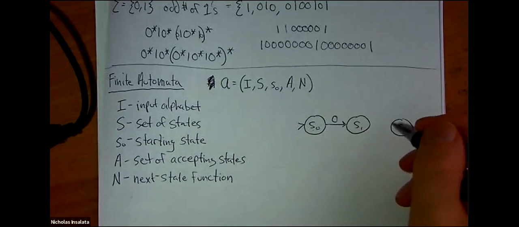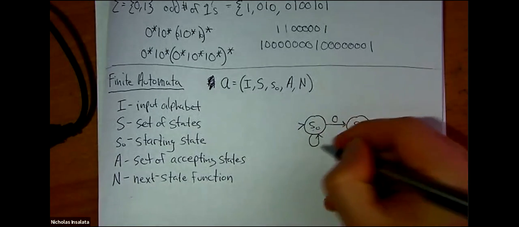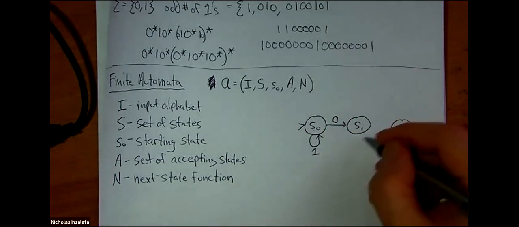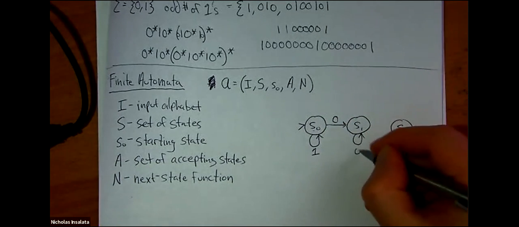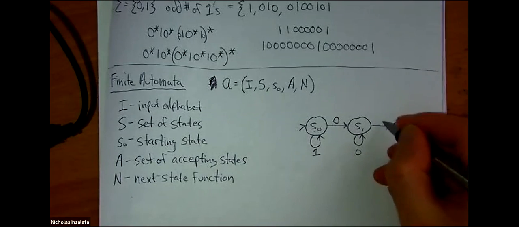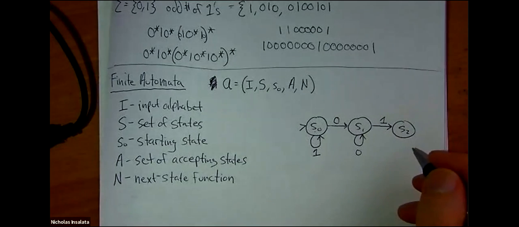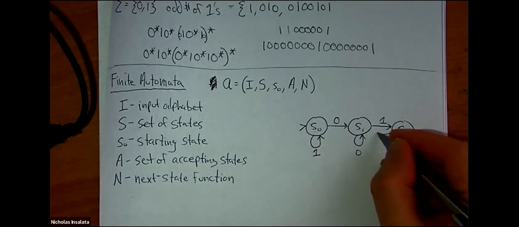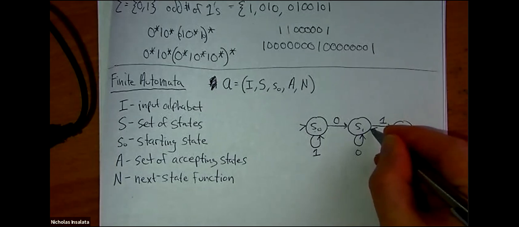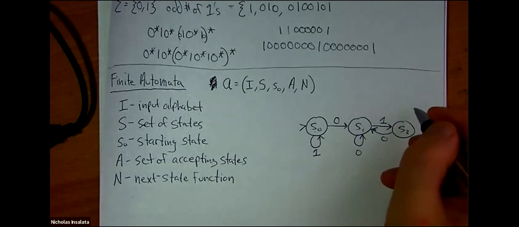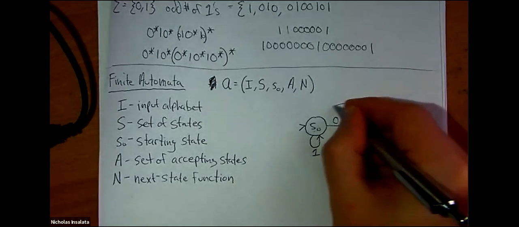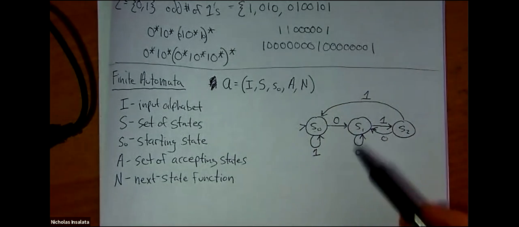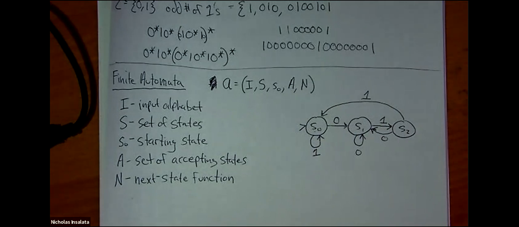So here's what my arrows are going to look like. I'll have a 0 arrow and a 1 arrow coming out of state S0. I'll have a 0 arrow and a 1 arrow coming out of S1. And then I'll have a 0 arrow and a 1 arrow coming out of S2. And here's my finite automaton.